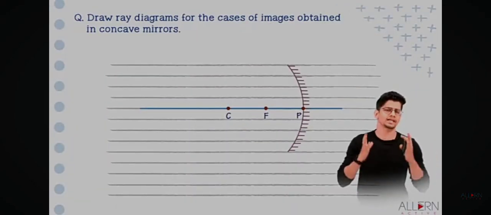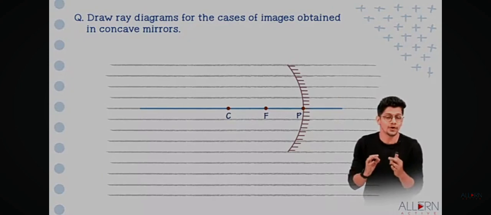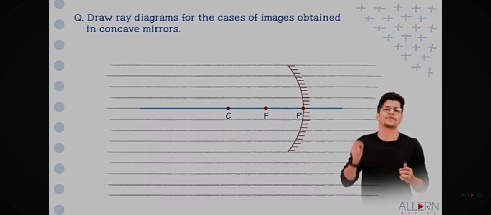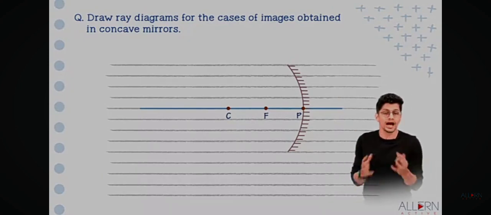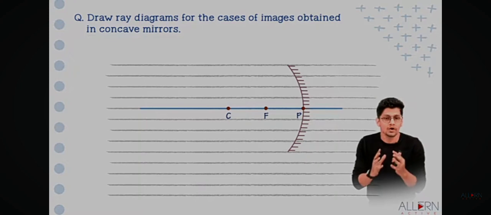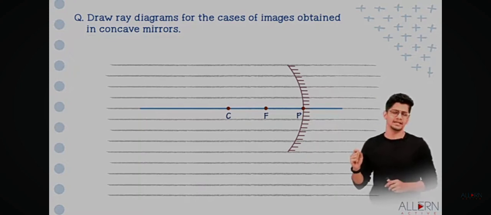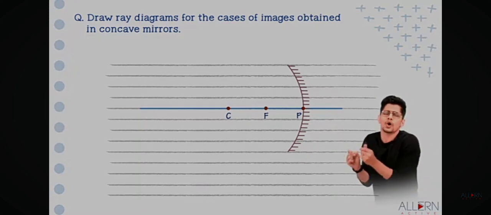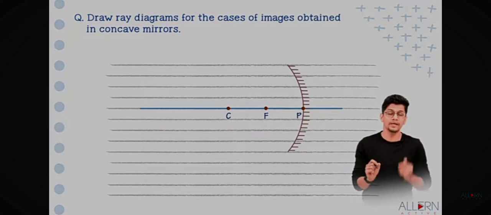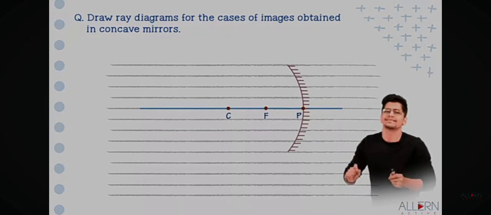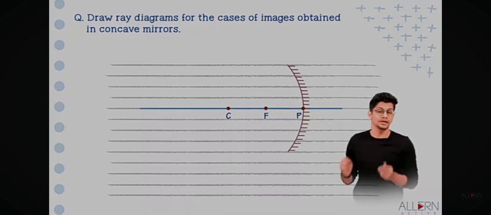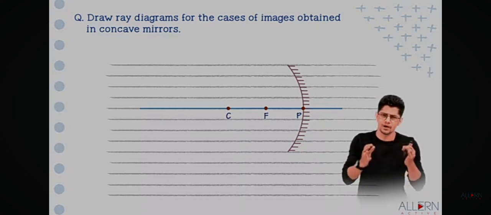Concave mirror, how many ray diagrams can we draw? We can draw 6 ray diagrams for a concave mirror. Now you would ask why? Because there are 6 possibilities to draw the diagrams for a concave mirror, because an object that is placed in front of a concave mirror can be placed at 6 locations.